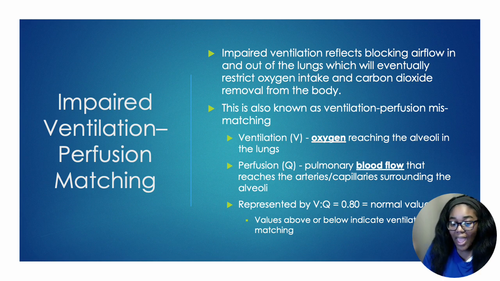When we don't have adequate ventilation, we cannot perfuse the body very well because there's no oxygen to circulate in the body. We'll talk more about perfusion in a later lecture, but just know that ventilation is absolutely required in order to have perfusion. When ventilation is impaired, then you ultimately reduce the amount of perfusion that happens in the body.